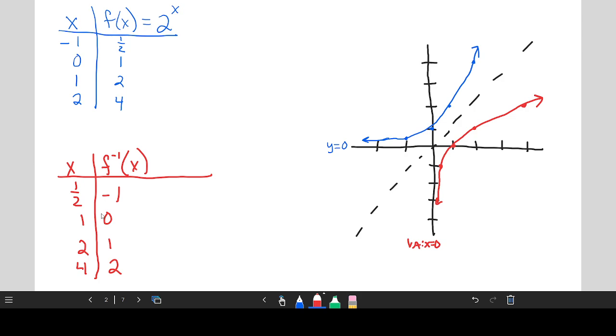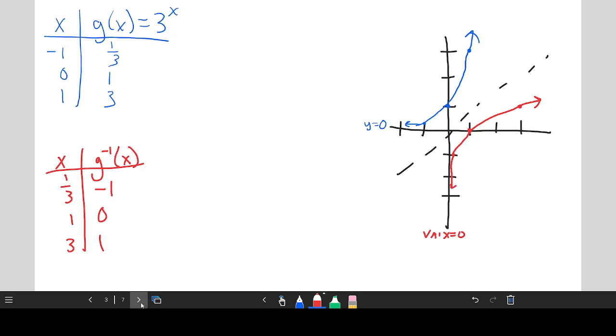The rest of the points are going to be different depending on what the base is. We saw that for exponential, that's true of the inverse as well. You'll have the 1 point in common. The rest of the points are different, but the overall shape of the graph is the same, and the asymptote's going to be the same as well.